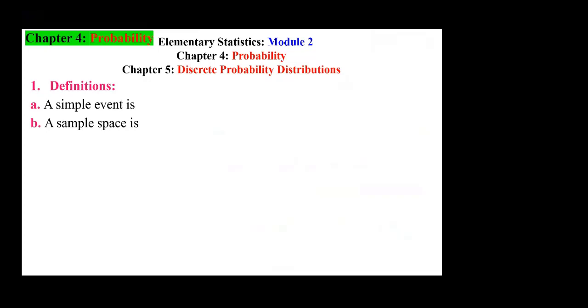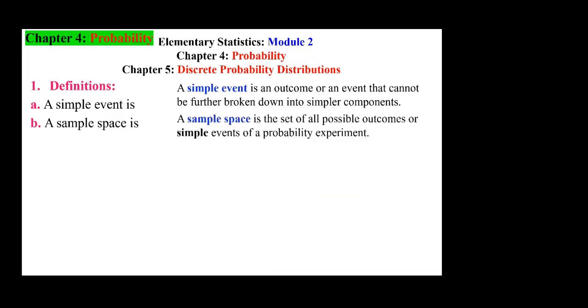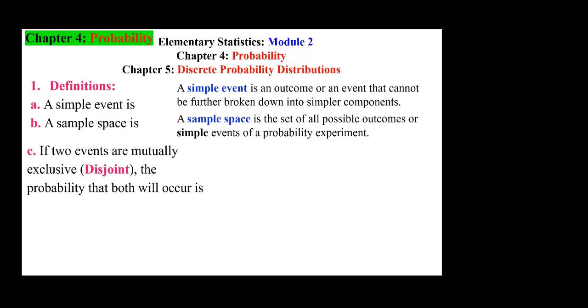A simple event is an outcome or an event that cannot be further broken down into simpler components. A sample space is the set of all possible outcomes or simple events of a probability experiment. If two events are mutually exclusive or disjoint, the probability that both will occur is 0.